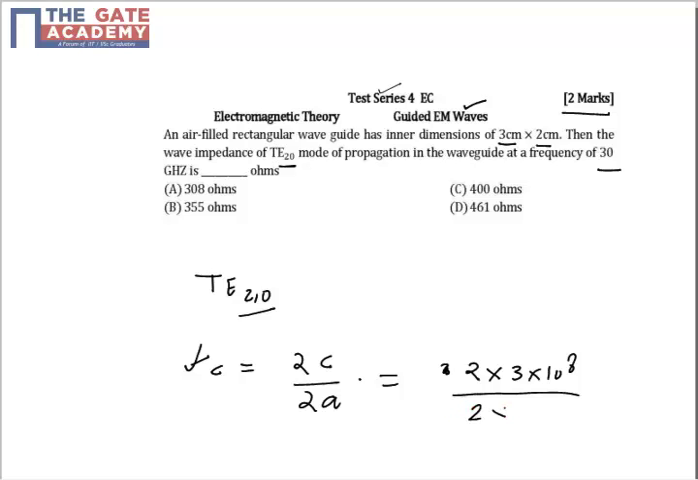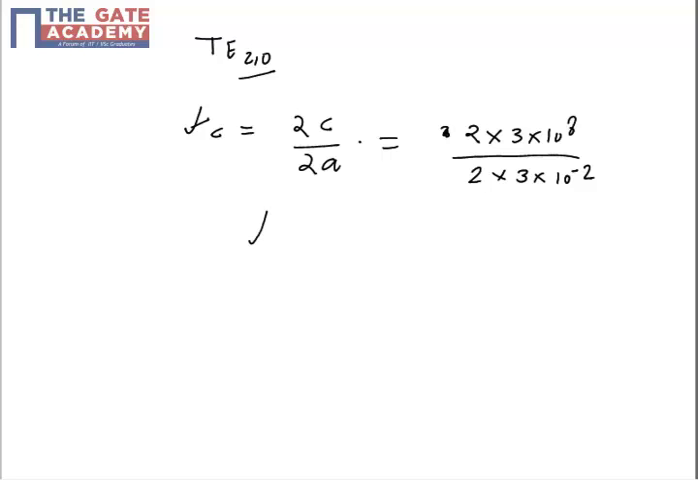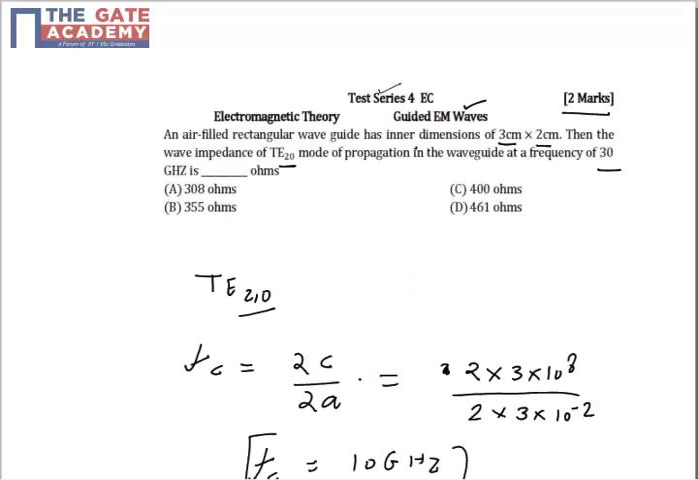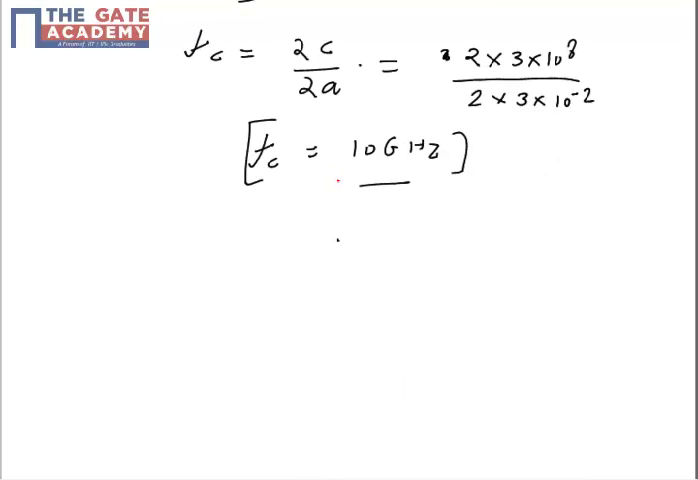So I need to put the values in meter. So it is 3 centimeters, so it will be 3 into 10 raised to the power minus 2. Okay. So I will have my cutoff frequency as 10 GHz. Right. So friends, question says that your propagation frequency is 30 GHz, your cutoff frequency is 10 GHz.